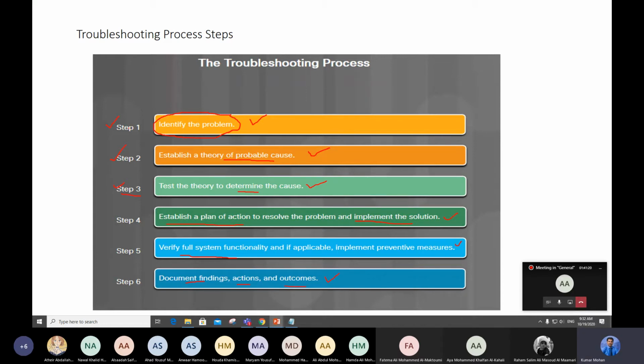So in the exam, sometimes they may ask you which is the first step, which is the second step, which is the third step, which is the fourth step, which is the fifth step, which is the sixth step. I should go in order. Can I do the sixth step first? Without identifying the problem, can I record the details? No, it is not possible. So always the first step is identify the problem. Second step is establish a theory of probable cause. Third step is test the theory to determine the cause.